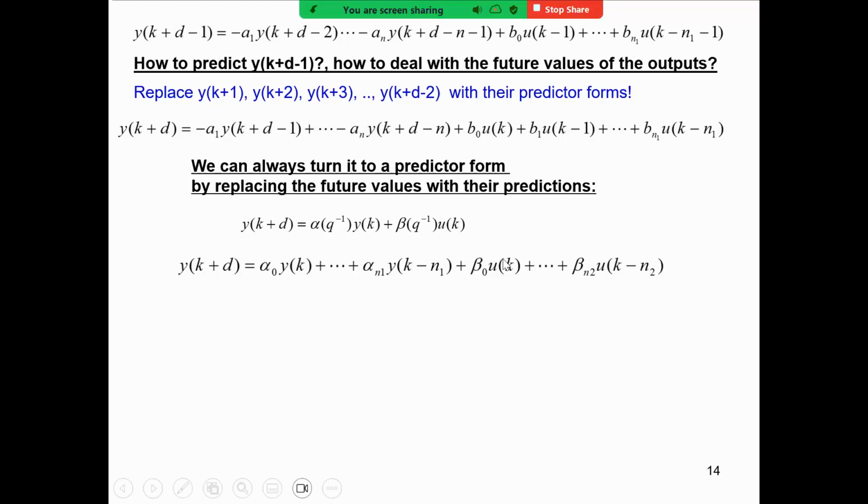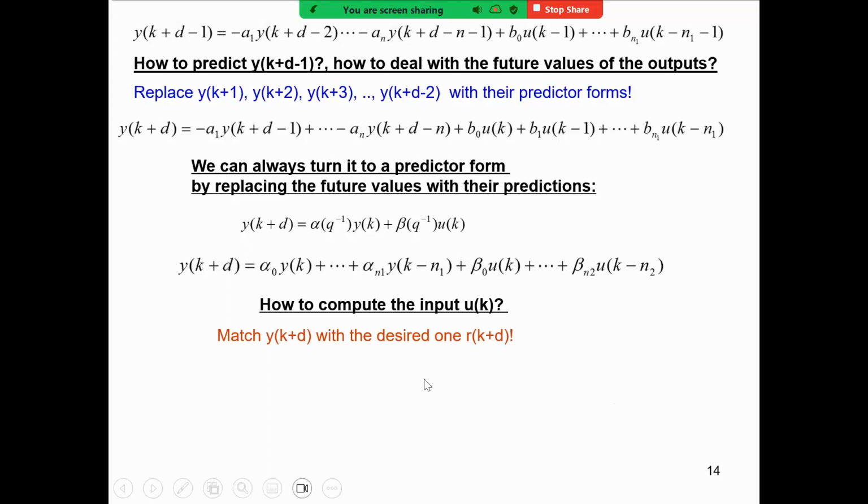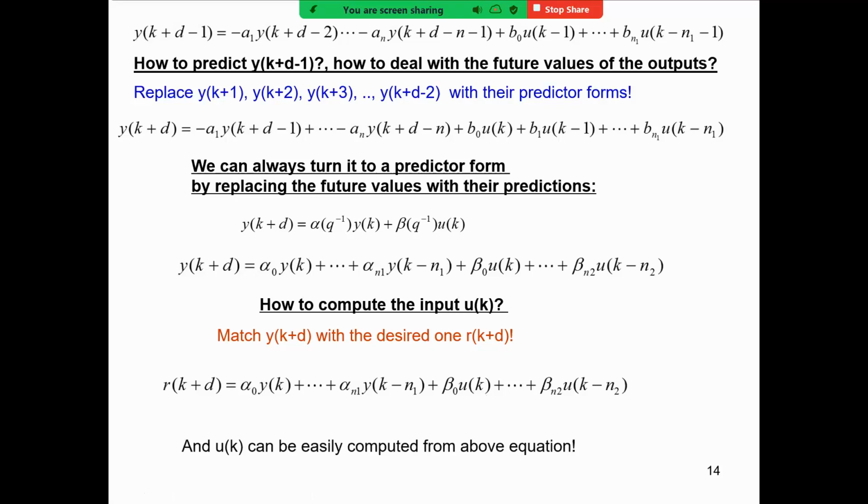So once you have the predictor, the rest is simple. Then you ask the question: how are we going to compute the input? I'm going to compute the input in such a way that y(k+d) will match the desired output r(k+d). So I will make this predicted value match the desired value. Then I have an equation. From this equation, I can easily compute the input signal. Any questions?